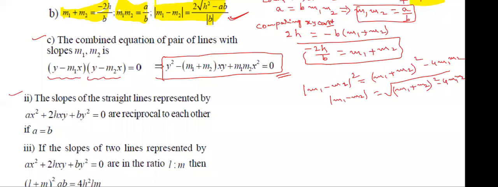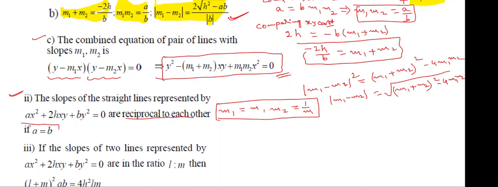See here, the first one, that means the second point. The slopes of the straight lines represented by ax square plus 2hxy plus by square is equal to 0 are reciprocals of each other. Suppose m1 slope is m, then m2 slope is 1 by m. The slopes are reciprocal to each other. m1 is equal to m, m2 is equal to 1 by m, in that case we will say that a is equal to b, the x square and y square coefficients are equal.